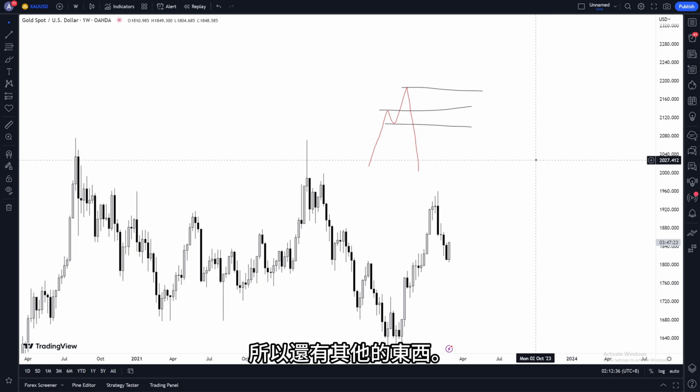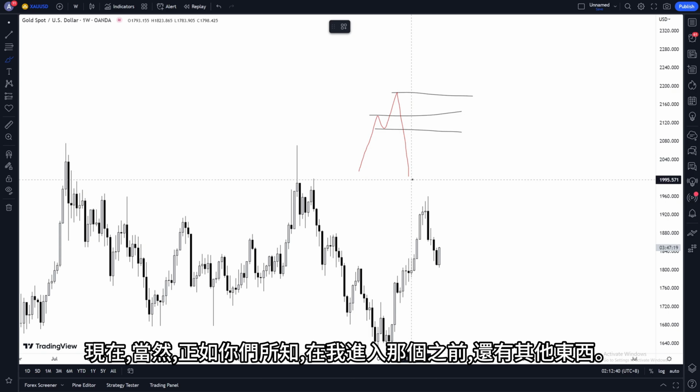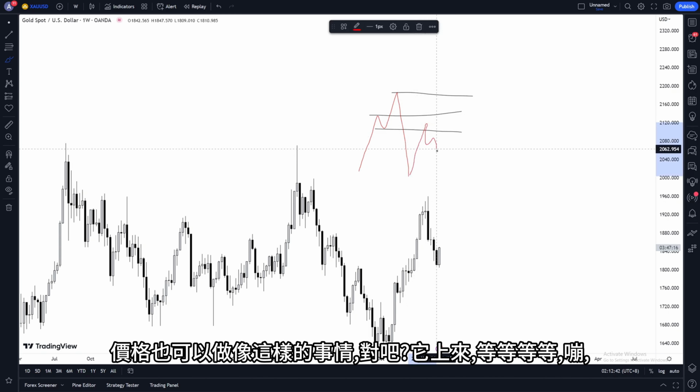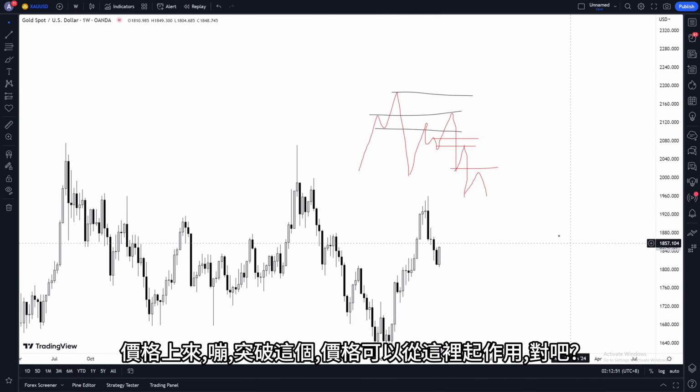So here's something else. Now, of course, as you guys know, before I get into that something else, price can also do something like this, right? It comes up, maybe it comes over here, and then price can play from here, right? Price comes up, breaks this, price can play from here, right? It doesn't have to just keep on doing QMs. You guys know that stuff, you know what I mean?